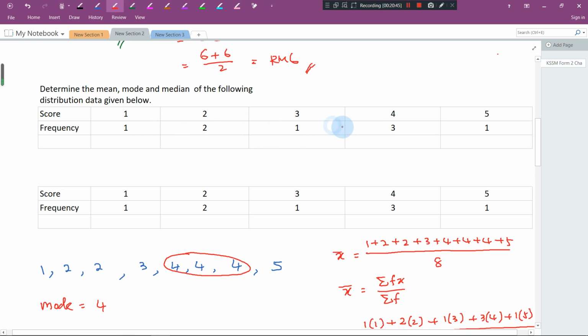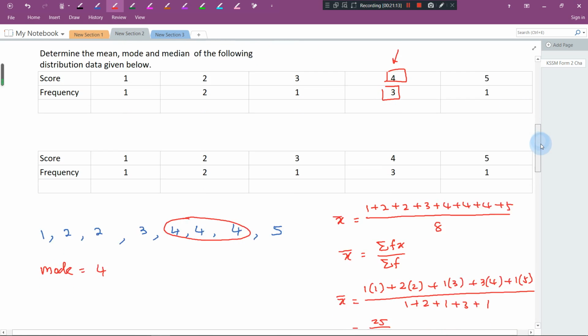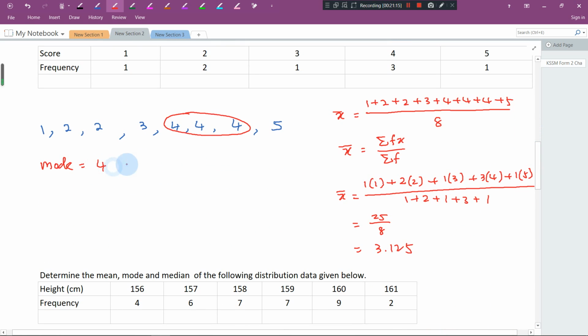Mode is a data which has the highest frequency. We look at the frequency row first. Frequency 1, 2, 1, 3, 1. So this is the highest frequency. But the answer is not 3. Mode is a data which has the highest frequency. So the mode is 4. Okay, the mode is 4.